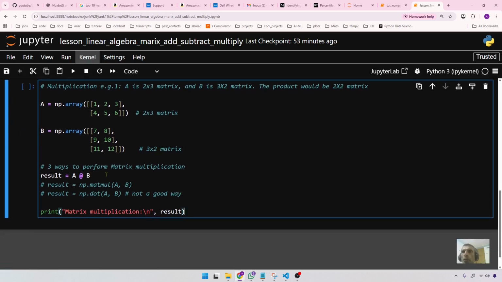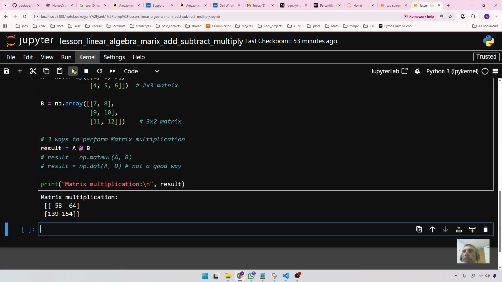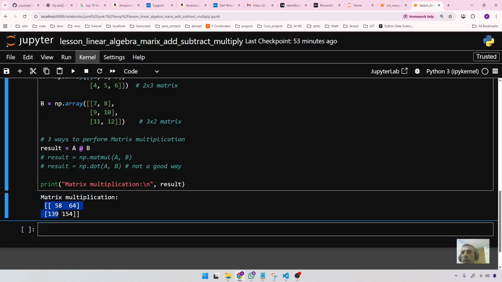So there are three ways to perform matrix multiplication in NumPy. This is the first way. You can say A @ B, and that's going to give you your answer right there, 2 by 2. Or you can also do it like this. You can say result equals np.matmul. This is an inbuilt method, basically short for matrix multiplication. You supply your A, you supply your B, and it's going to multiply these two matrices together. As you can see, the answer came out to be the same.